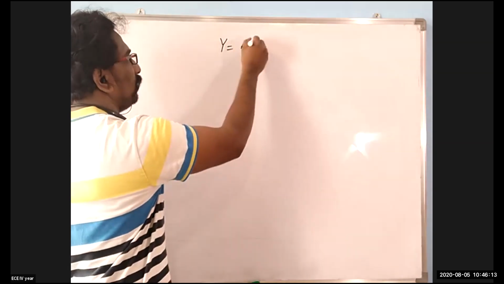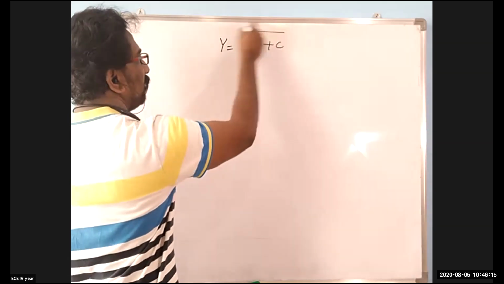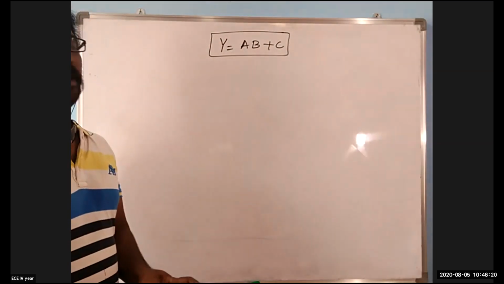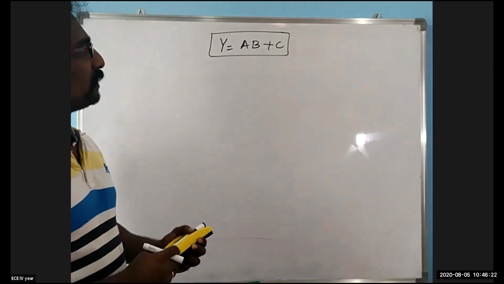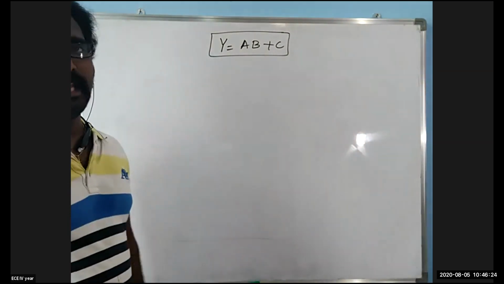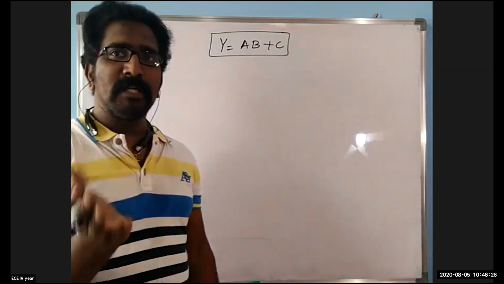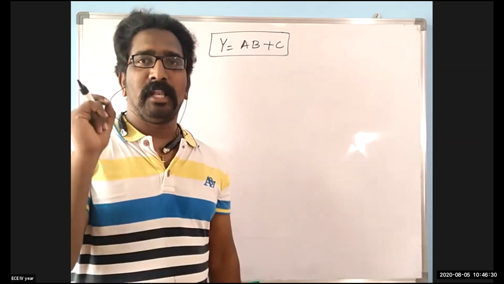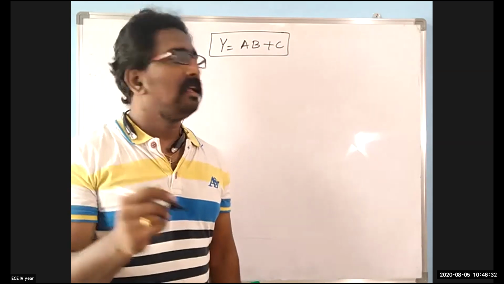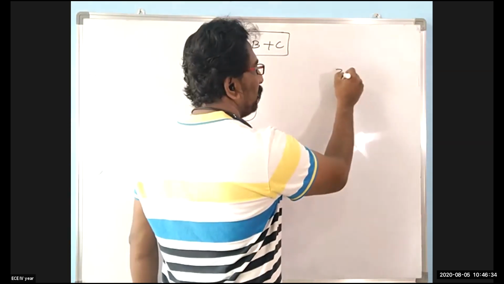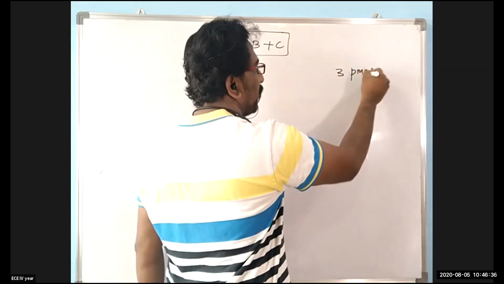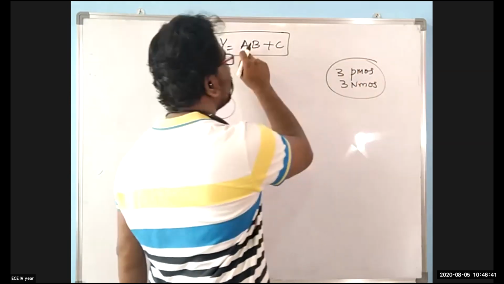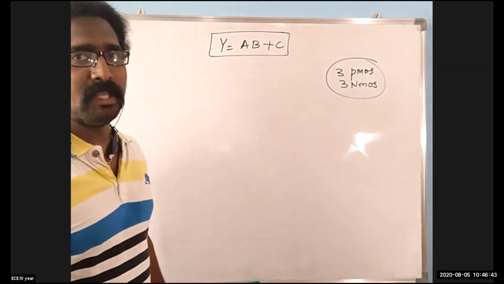Y equal to AB plus C. Again, if my Boolean equation is Y equal to AB plus C, then since we are having three inputs on the RHS side of the Boolean equation, it means that we require three PMOS and three NMOS, because on the RHS side of this equation we are having three inputs. That's A, B, and C.